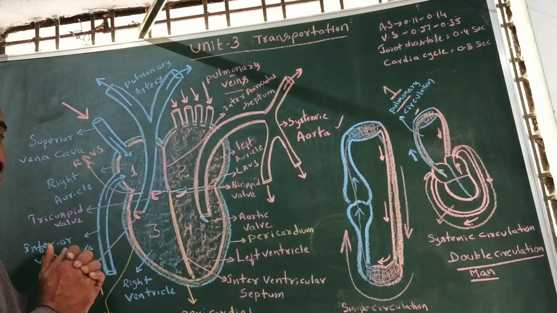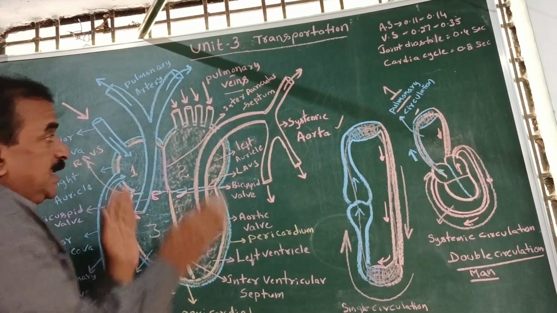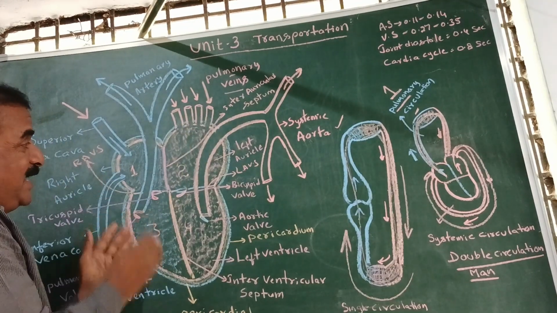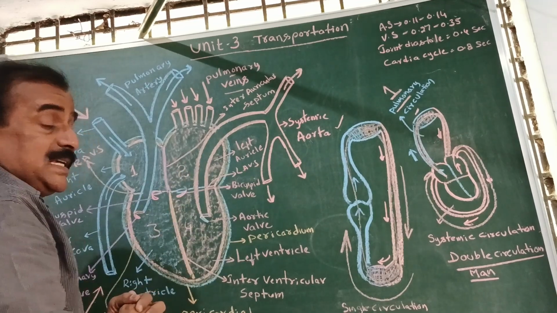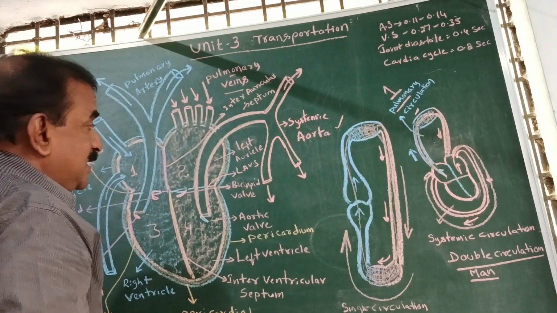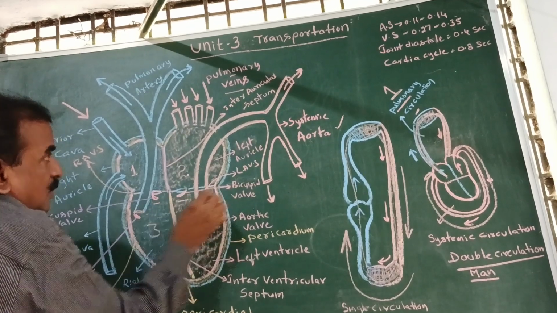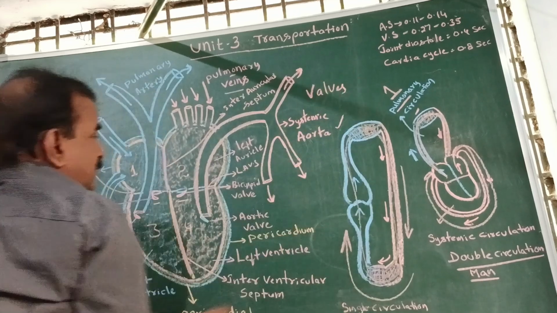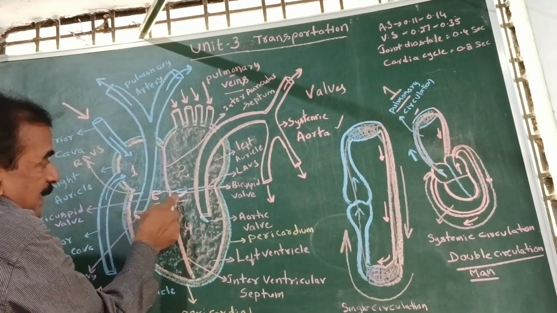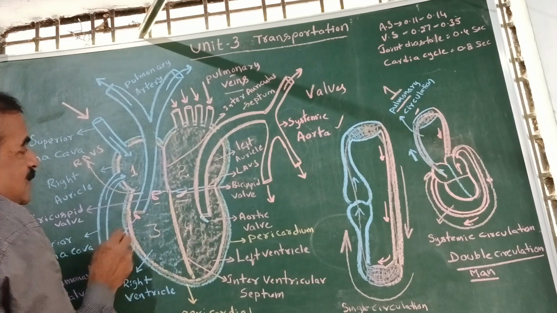Okay, we discussed the general features of the heart, the internal structure of the heart, the septa of the walls, and single circulation and double circulation. And here we need to discuss valves. So here there is one valve and there is another valve, a third valve, a fourth valve, like that.